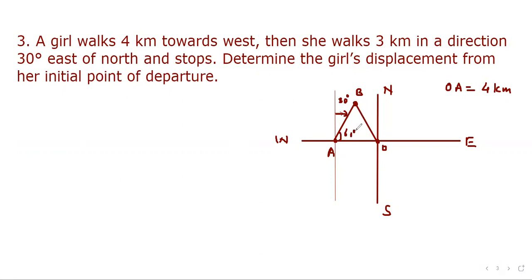So to find OB, we can write the displacement in form of vector. So OA will be equal to, if this is x-axis, this is i cap, this will be minus i cap, this will be j cap, this will be minus j cap. Let's consider the motion. So from O to A, it will be 4 minus i cap or minus 4 i cap, and then AB.